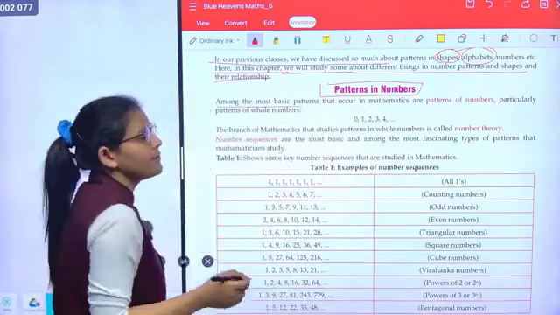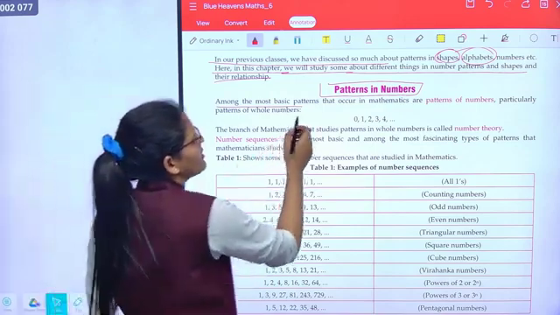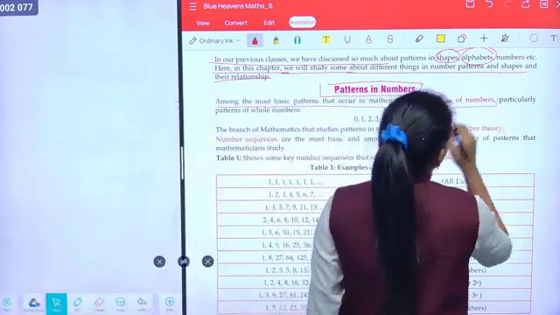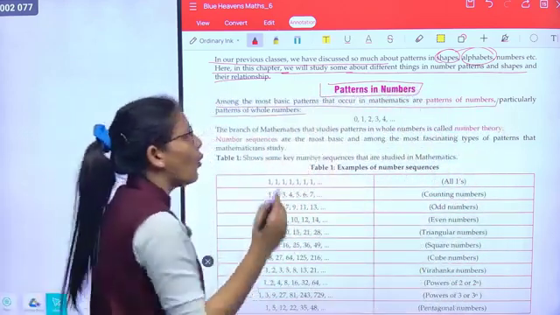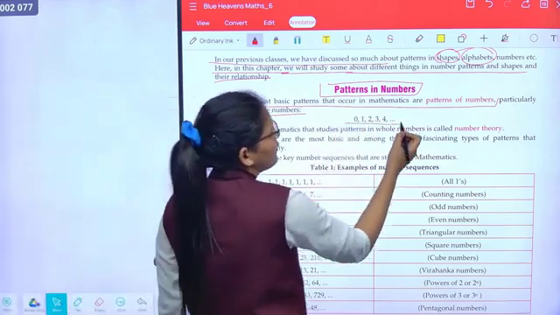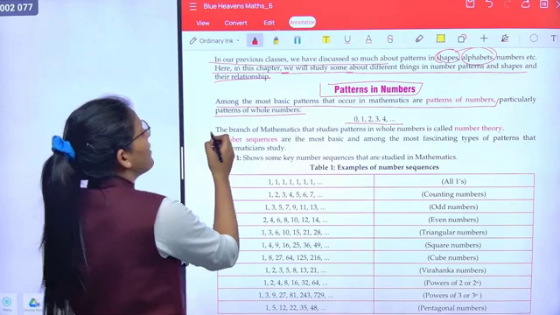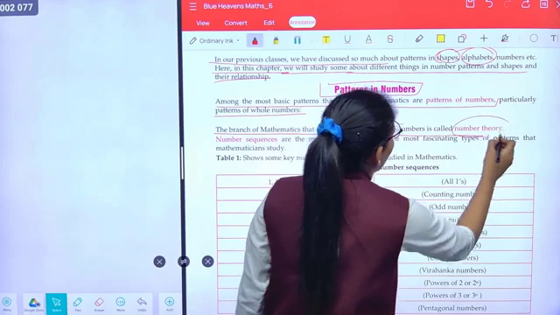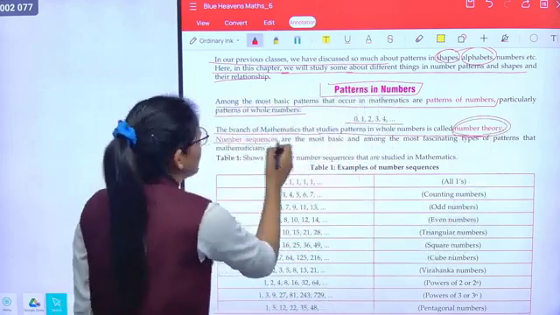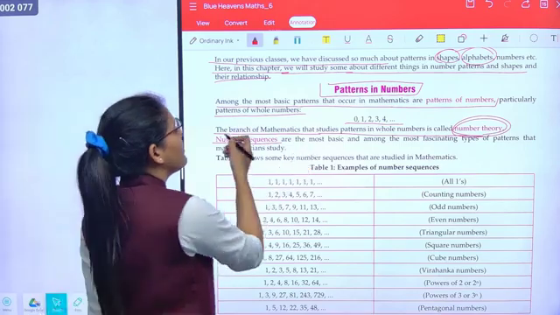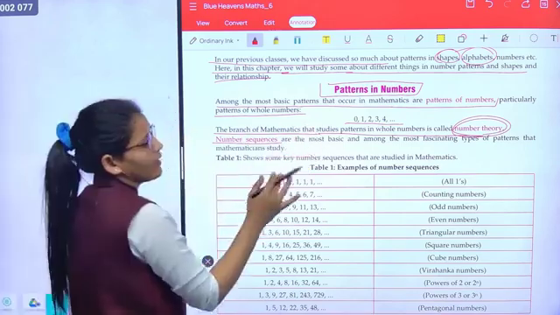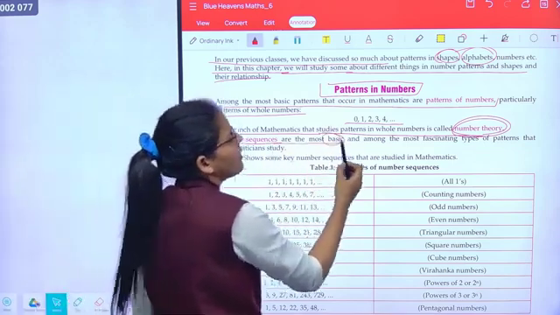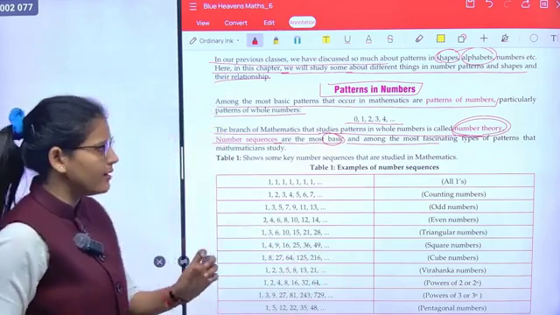Among the most basic patterns that occur in mathematics are patterns of numbers, particularly patterns of whole numbers. See, 1, 2, 3, 4 and so on. The branch of mathematics that studies patterns in whole numbers is called number theory. Now, number sequences are the most basic and among the most fascinating types of patterns that mathematics studies.